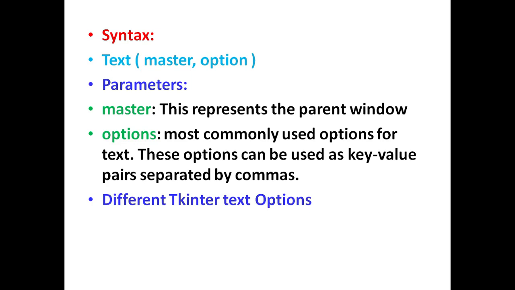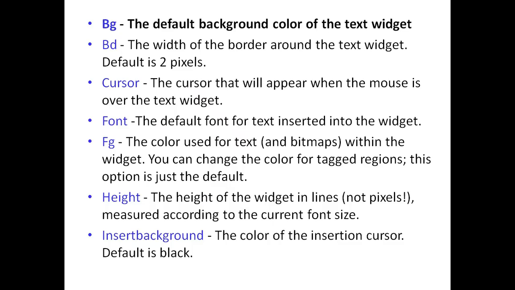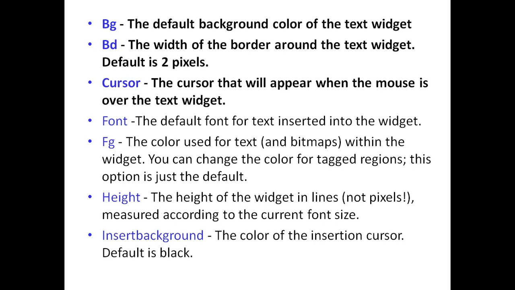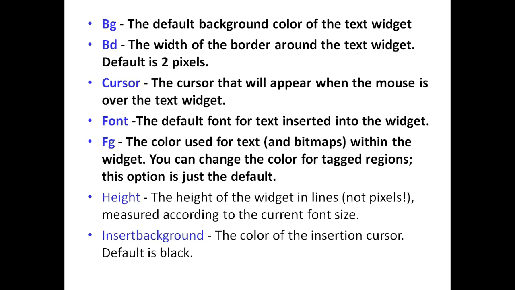Different Tkinter text options are: bg, which is used to set the default background color for the text widget. bd sets the width of the border around the text widget. Default is 2 pixels. cursor sets the cursor that will appear when the mouse is over the text widget. font sets the default font for text inserted into the widget. fg is the color used for the text within the widget. You can change the color for the tagged regions.